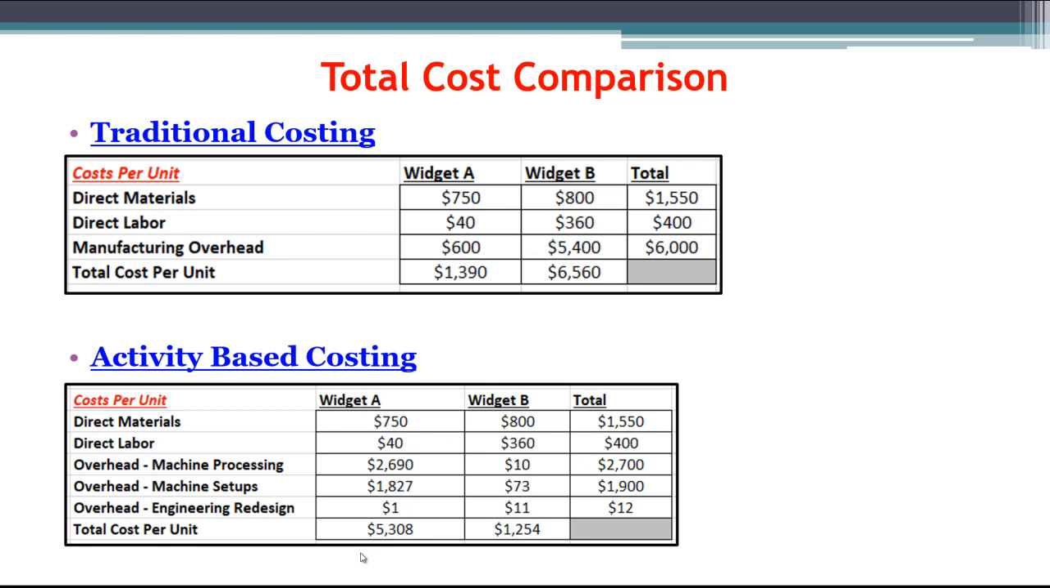Widget A now costs $53.08 when before we thought it only cost $13.90. So we might be significantly underpricing widget A. We might not even be hitting our cost. We may be losing money on every widget A. Widget B, we thought it cost $65.60. In reality, it only costs $12.54. We might have been overpricing widget B. We might not have that many people buying it because of how high we've priced it. So this is kind of an extreme example showing just how that cost can differ, but it certainly could come out this way.